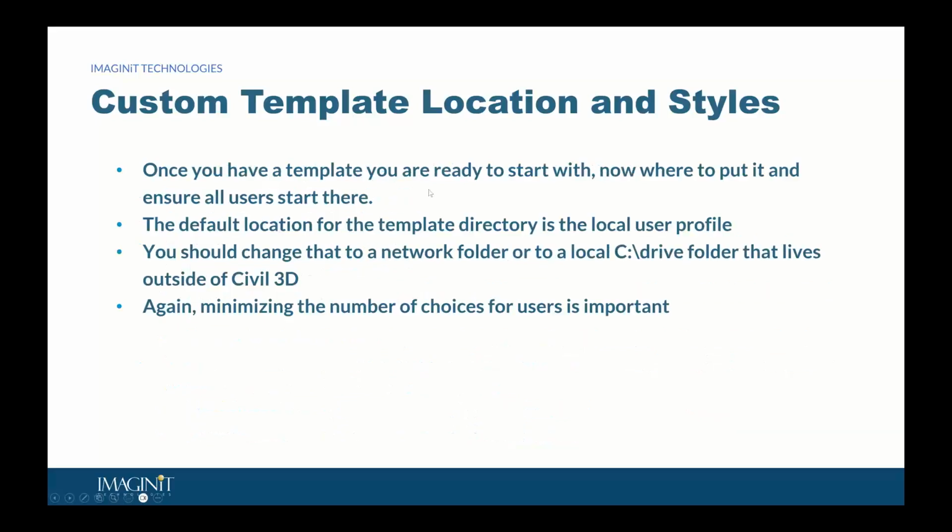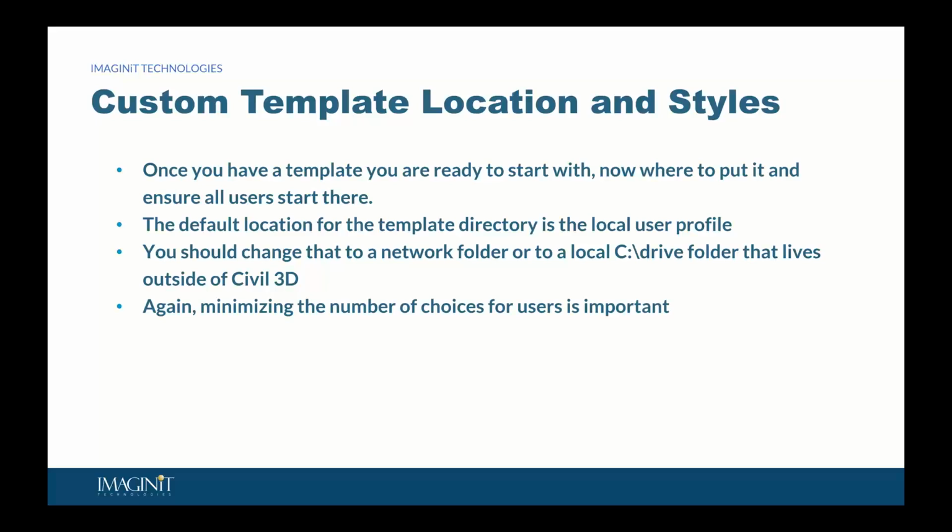So once you have your template you are ready to start with, now where to put it and ensure all your users start there. The default location for the template directory is in the local user profile. You generally should change that to a network folder or to a local C drive folder that lives outside of Civil 3D. Now there are ways we can do this where we can tell people we need them to modify this path. We're going to talk more about how we commonize those things.